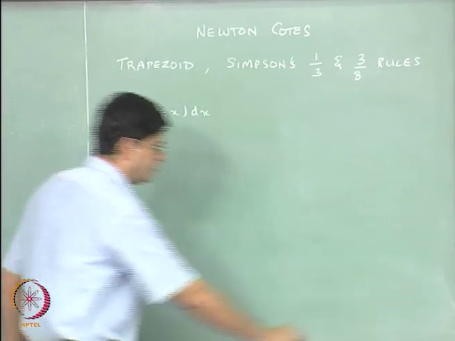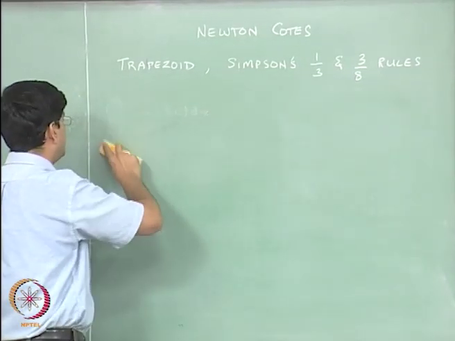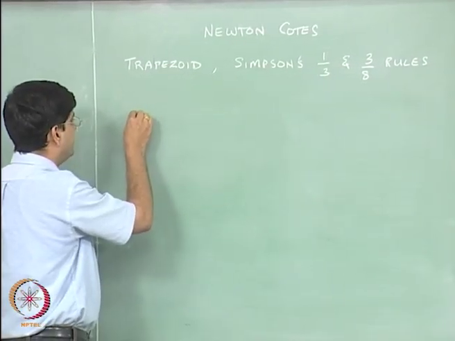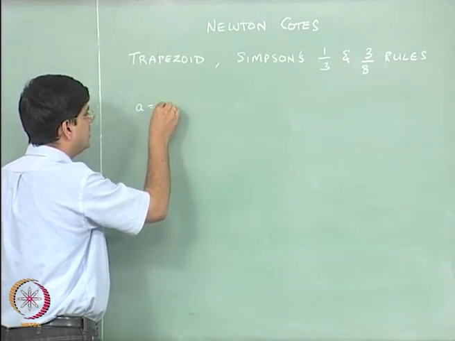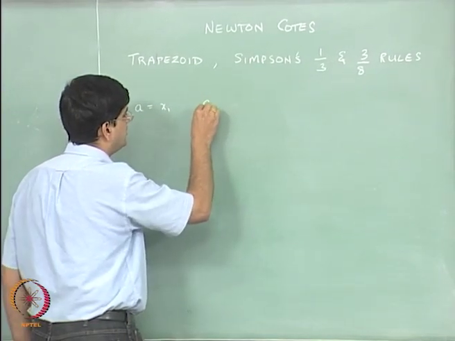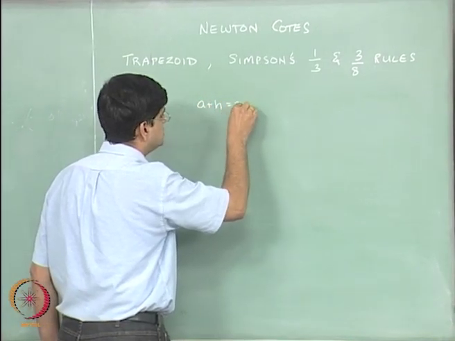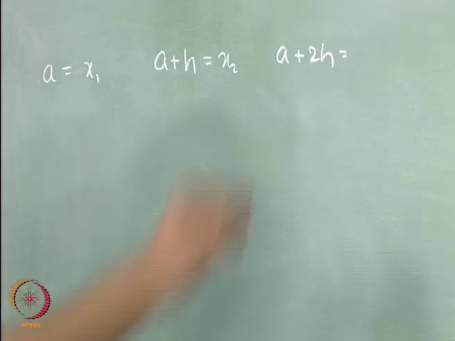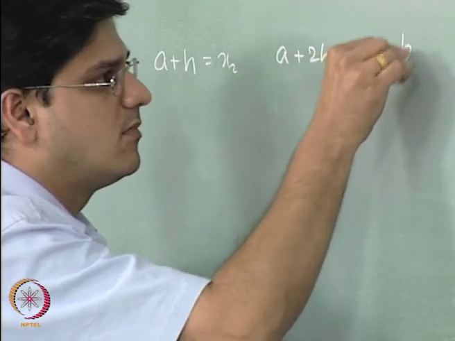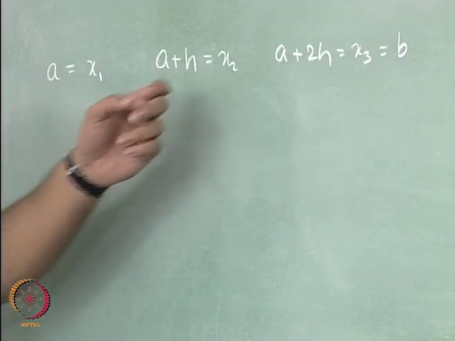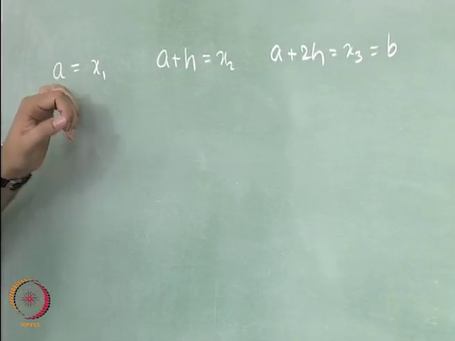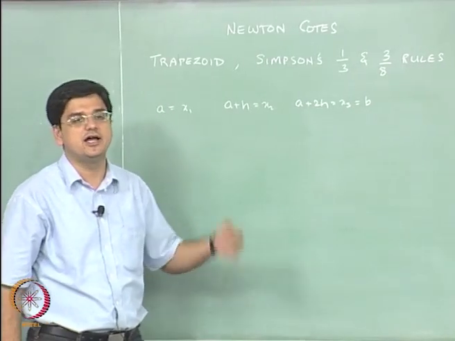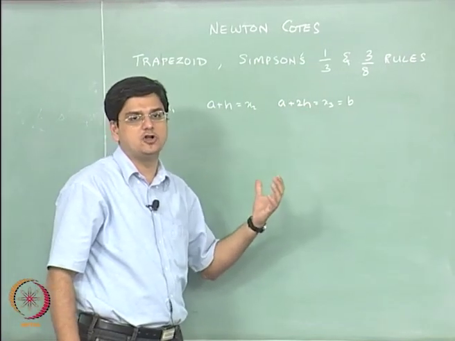Okay, so the polynomial that we are going to fit in Simpson's 1/3 rule: between the value a, we will call that x1, a plus h will be x2, a plus 2h will be our x3, which is our b. So we are going to fit a polynomial to this data, and then we are going to integrate the polynomial that we fit.